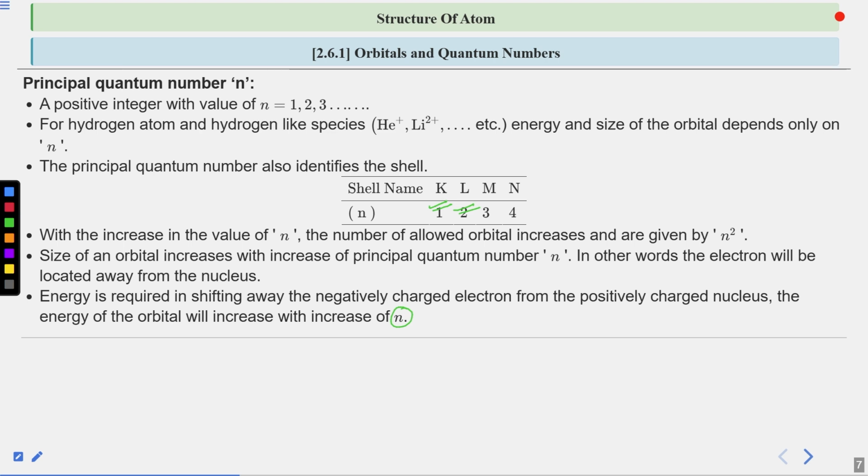You would say that as the electron moves away from the nucleus, the attractive force is decreasing. What is the attractive force there? The electrostatic force of attraction, which is inversely proportional to the distance. If you increase the distance, you decrease the attractive force, and therefore you increase the energy. So remember this point always: if the attractive force is decreasing, the energy will increase, and if the repulsive force is increasing, then the energy will also increase.